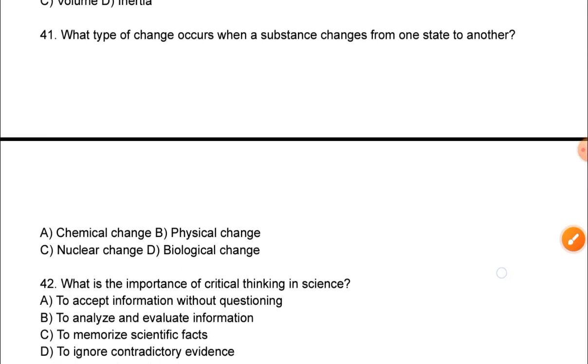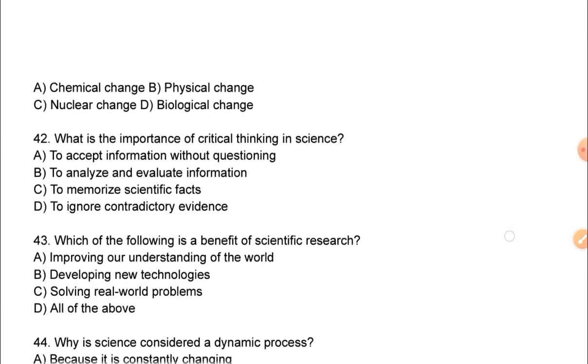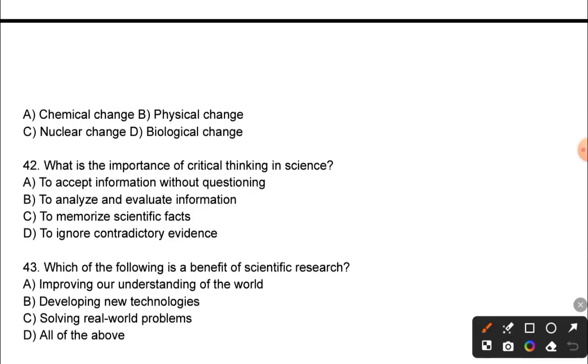So question 42. What's the importance of critical thinking in science? To accept information without questioning, to analyze and evaluate information, to memorize scientific facts, no contradictory evidence. The answer to question 42 is to analyze and evaluate. 43. Which of the following is a benefit of scientific research? So the answer to this question is, let's see, I can't choose one actually. Improving our understanding of the world, develop new technologies, solving real life or real world problems. 43 is D.